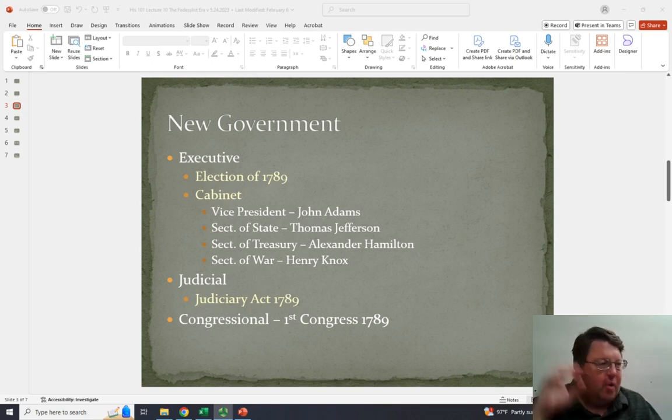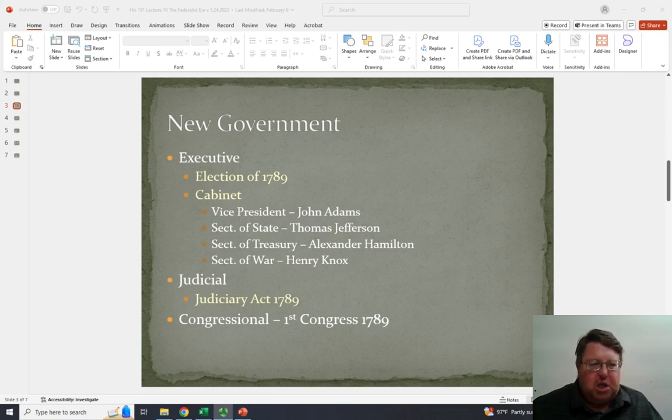It sets the Supreme Court at 6 members, not 9 like it is today. The original number is 6. Unlike today, back then with the Judiciary Act of 1789, a Supreme Court justice also oversaw a federal district court. And that's a little different than today. Today, a Supreme Court justice does not sit on a district court.